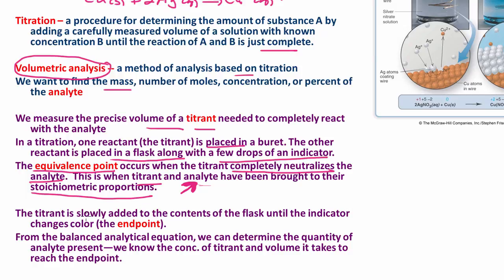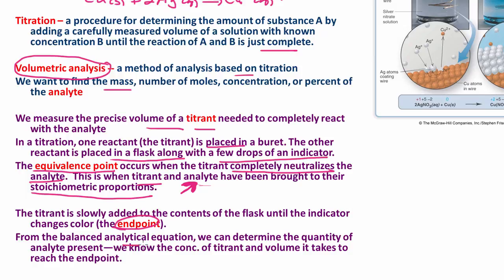So what you do is you add the titrant slowly to the contents of the flask. Once the indicator changes color, this is the end point. That means all of the analyte in the flask has been reacted. The end point is a little bit past the equivalence point. Okay, not much, but a little bit.